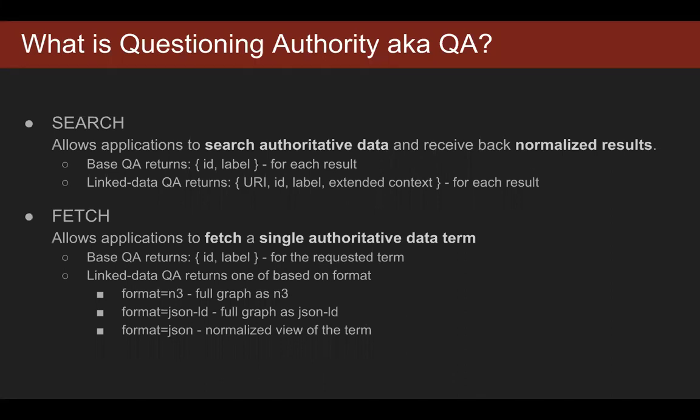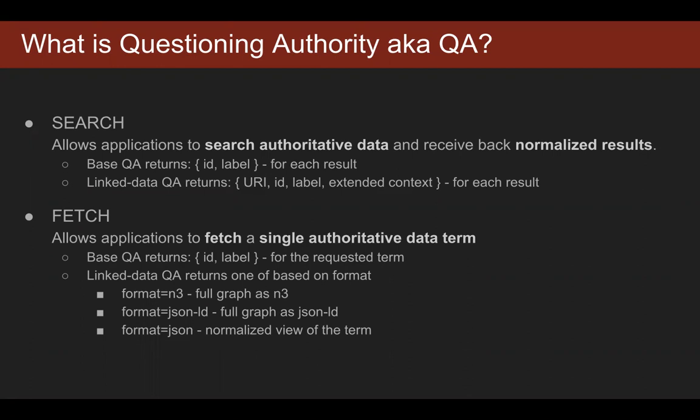So I don't know what people know about QA, so I'm just going to do a really quick broad brush stroke of what QA is. The long-term name of it is questioning authority, and it basically does two things. In both cases, it's providing you access to authoritative data, and in one, it's doing a search, and the other, it will actually let you fetch a single term.